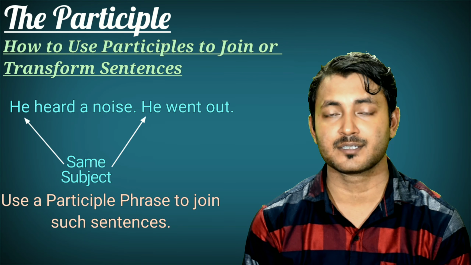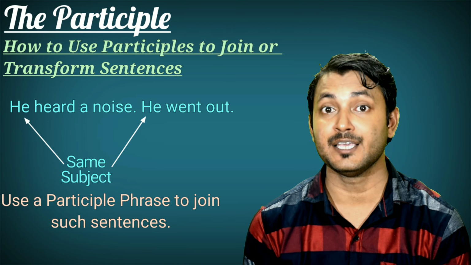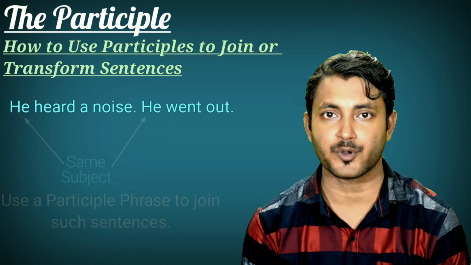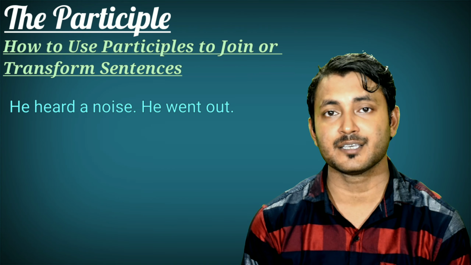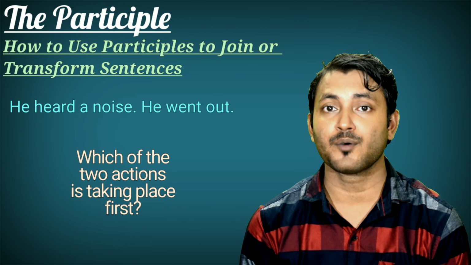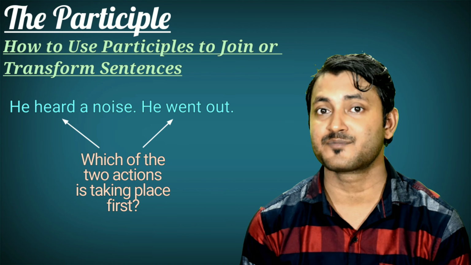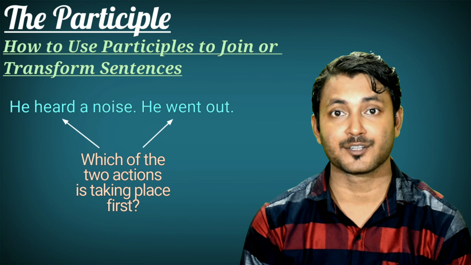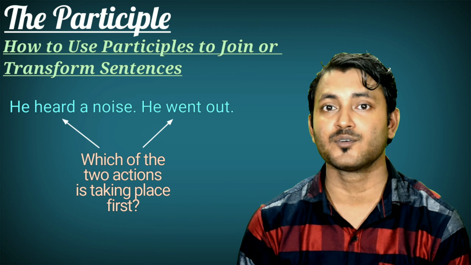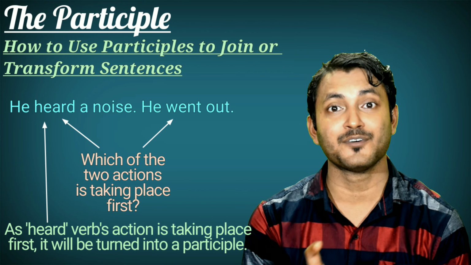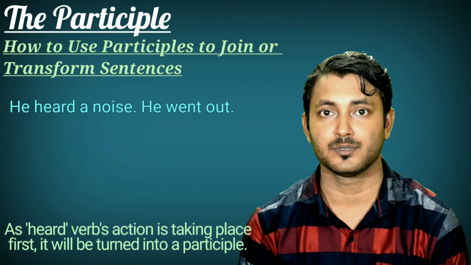In these 2 sentences, he heard a noise and he went out. The subject is he in both the cases, right? So in such cases, you have to figure out which of the 2 actions mentioned in the 2 sentences is taking place first. Did he hear the noise first or did he go out first? Of course, he heard the noise first. So that verb will be turned into a participle.